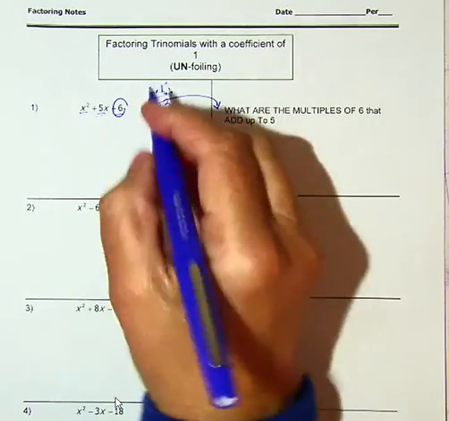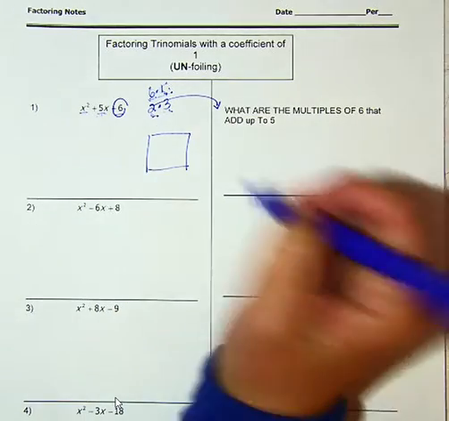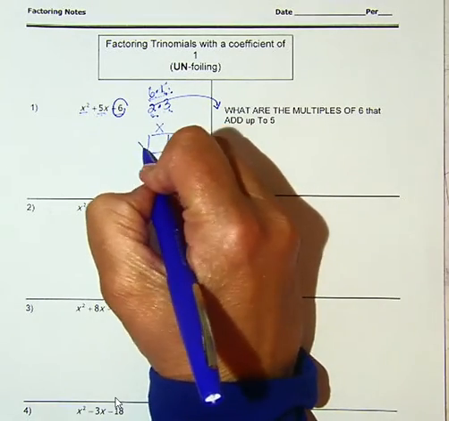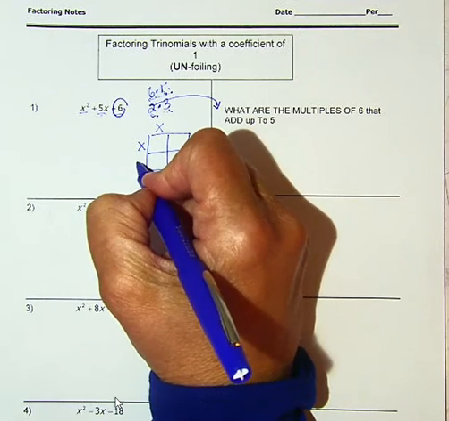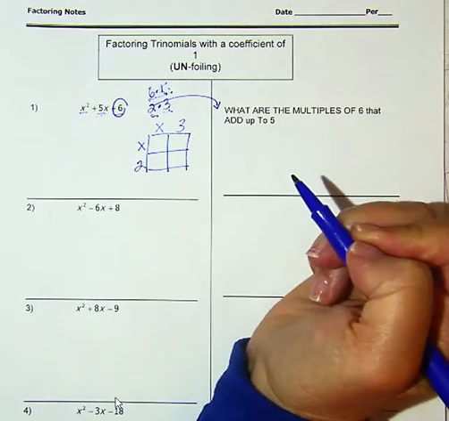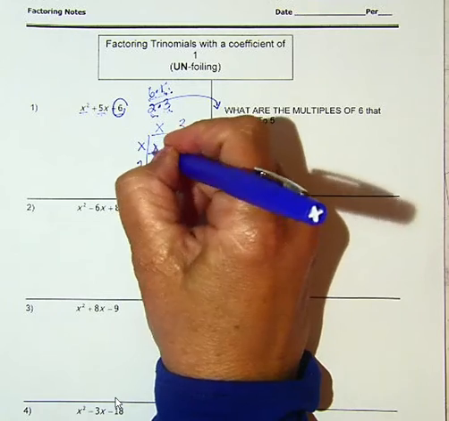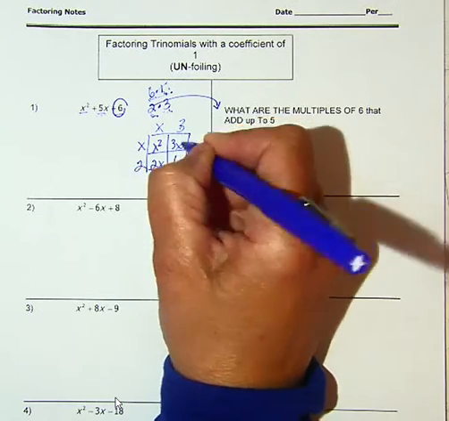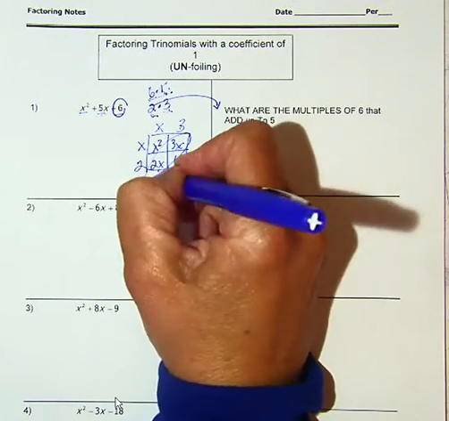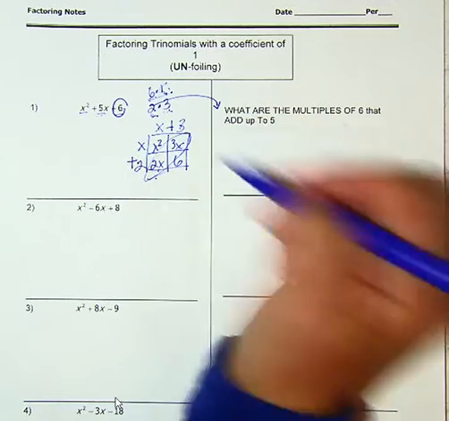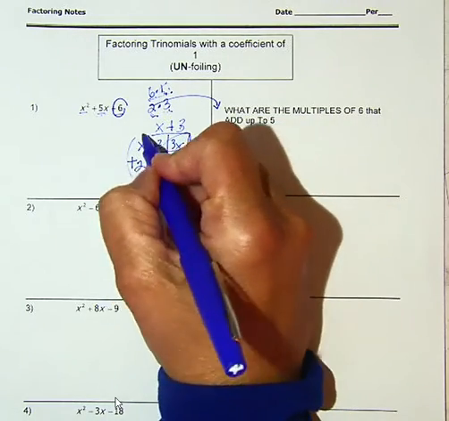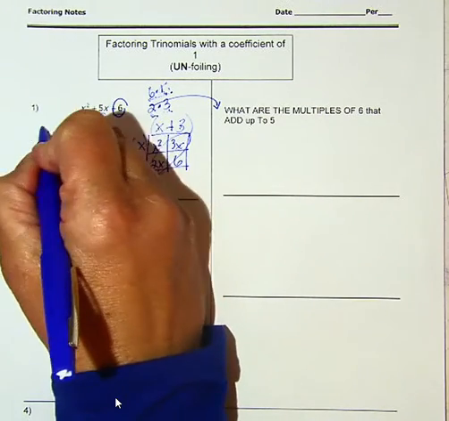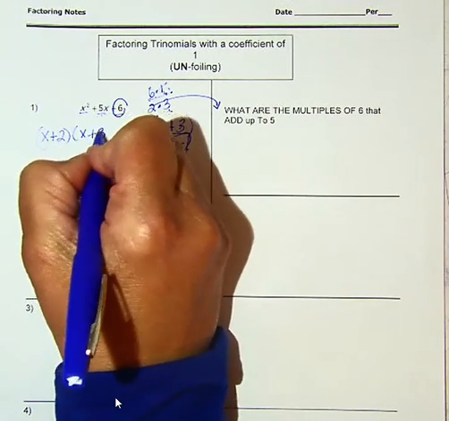So if you would like to use the box method, I'm going to put my x and my x here, and I'm going to put my 2 and my 3 here. And then I can do the box method out. This is x squared. This is 3x, this is 2x, this is 6. When I circle both of these, I need to get a 5, so they both need to be pluses, right? So that is my two binomials, x plus 2 times x plus 3.